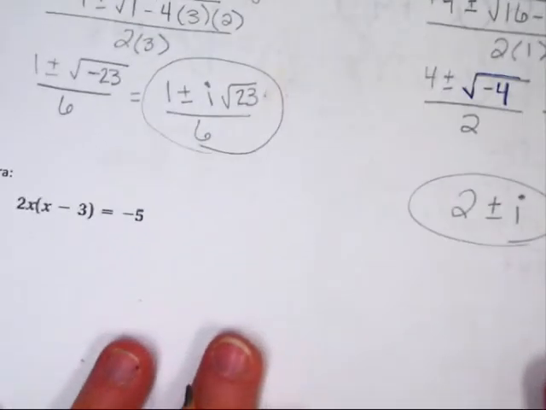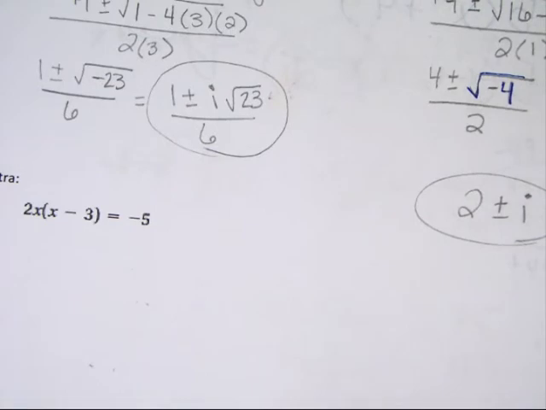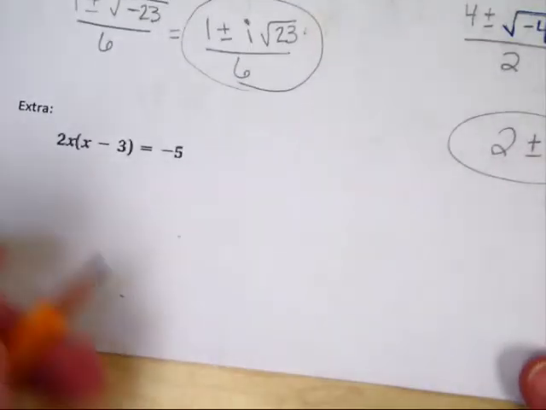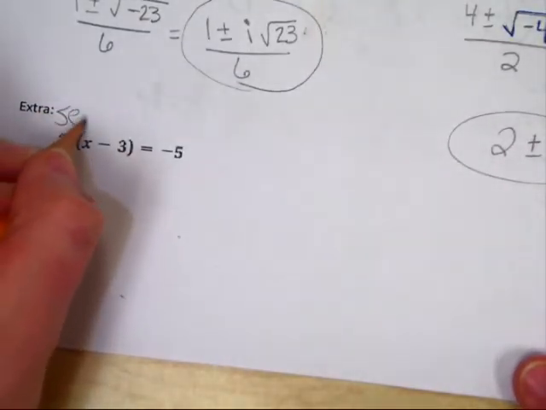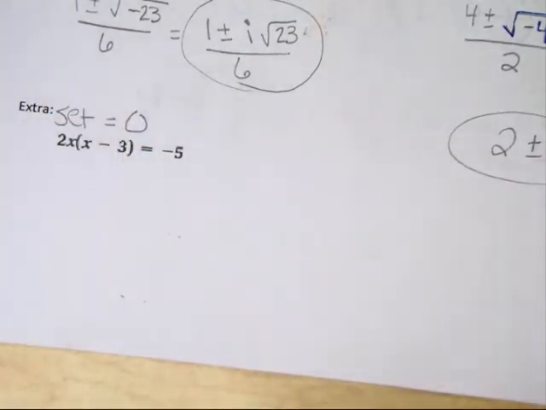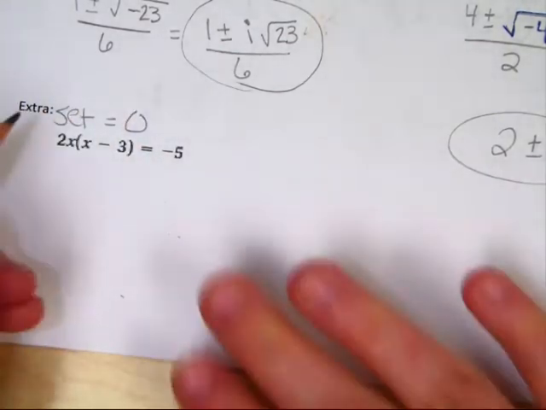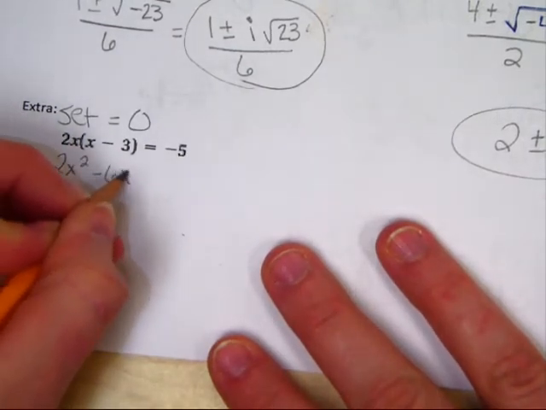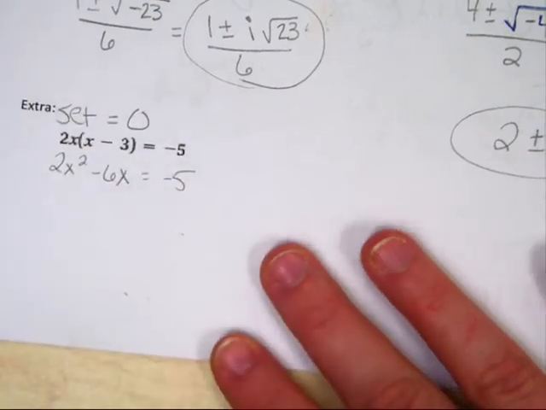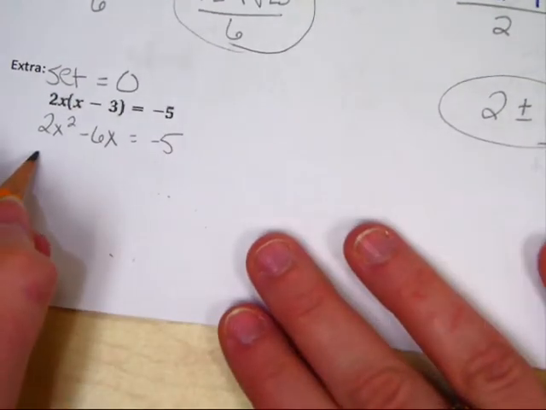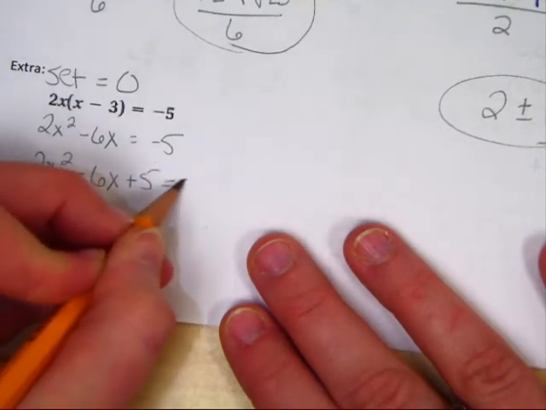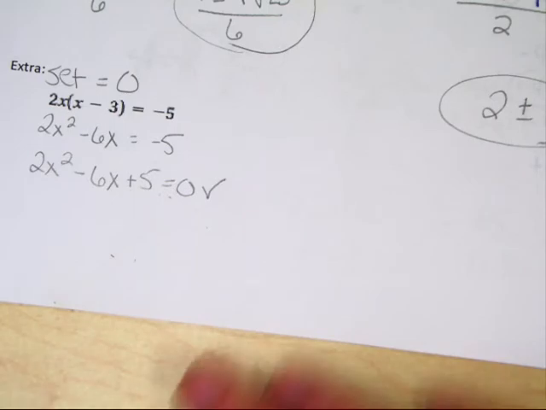I have one extra problem to help you along with your homework. Because I thought A and B were pretty simple. I thought they kind of gave it to you nice and neat. Let's look at one that maybe isn't so nice and neat. You guys remember this, set equal to 0. That's going to be just a basic instinct now, is set these things equal to 0. Which means you have to distribute in. 2x squared minus 6x equals negative 5. And now you have to add 5 over. 2x squared minus 6x plus 5 equals 0. Now it's ready to go.